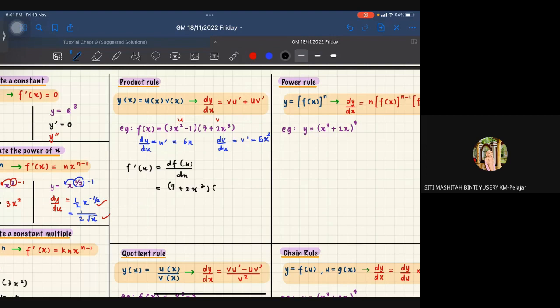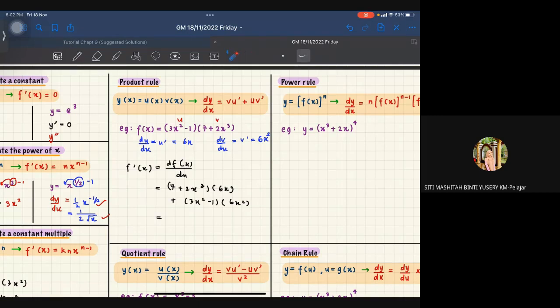And then times it with u prime. So u prime is 6x. And then plus with, so kita akan tambahkan dengan u v prime. So u apa? U adalah 3x square minus 1. And then v prime is 6x square. Okay, so settle dekat sini. And then next step kita adalah awak just expandkan saja everything. You expand everything and then you just simplify them. Itu saja. Okay, so nanti yang ini saya tak sambung lah. Awak kalau awak nak lengkapkan, nanti awak lengkapkan sendiri. Okay, so that is for product rule.